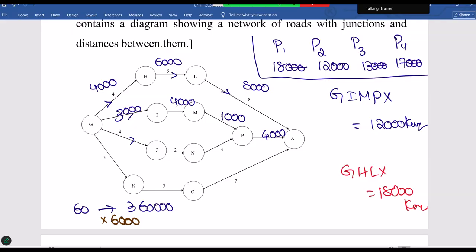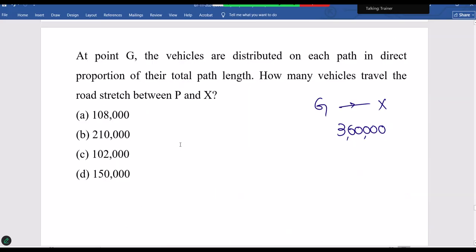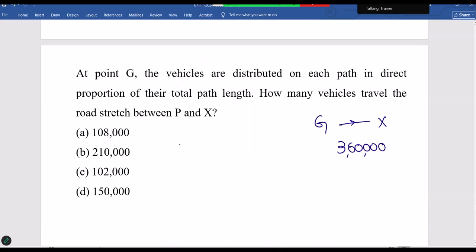Now, through P to X, we have two paths, 2 and 3 both, so 25. 25 into 6,000. Through the P to X path, we have 25 into 6,000, which is 1 lakh 50 thousand. This many vehicles are passing through.